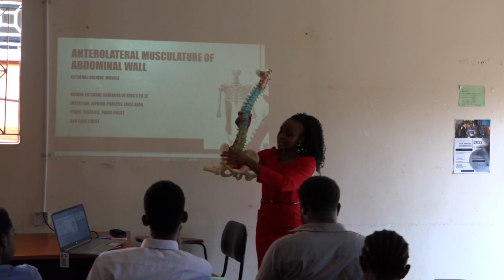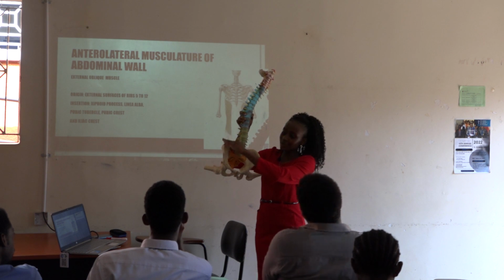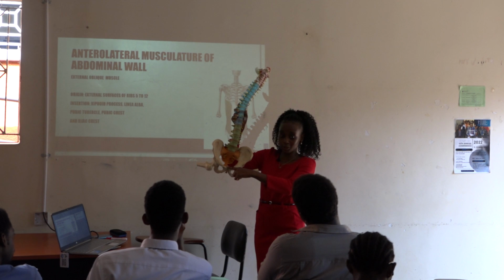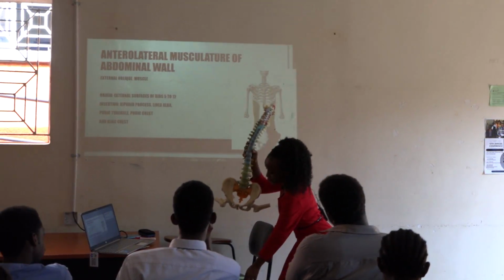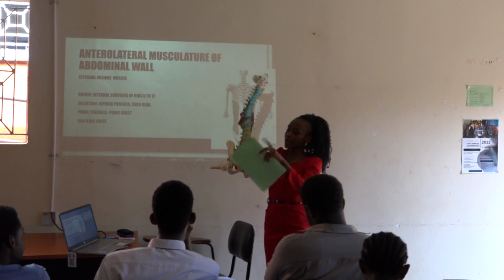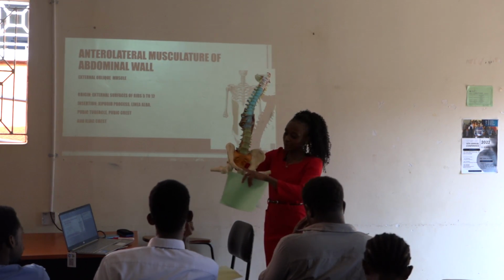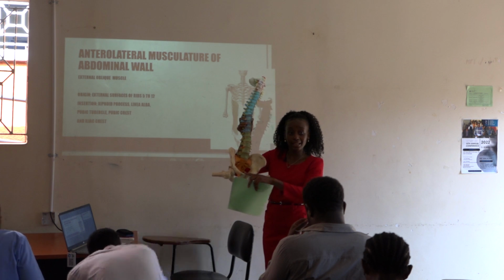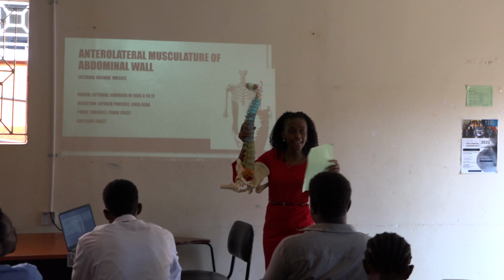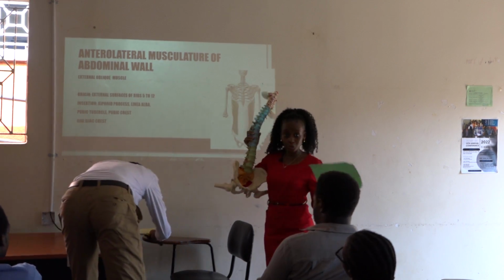So what it does, it comes along, inserts on the iliac crest, then comes like this and inserts on the pubic tubercle. If you imagine this is the muscle, what comes from the anterior superior iliac spine to the pubic tubercle is the inguinal ligament. So the inguinal ligament is formed by the external oblique aponeurosis.